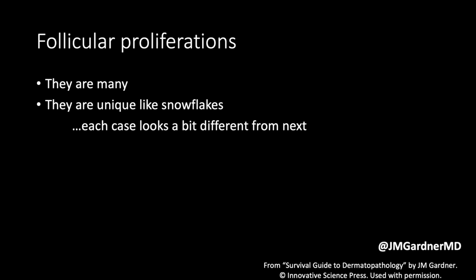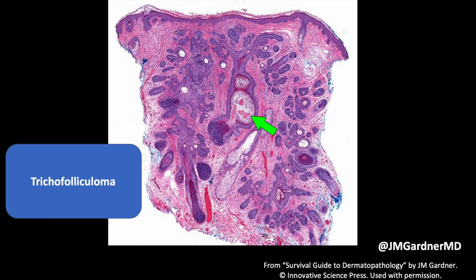So one of my dermpath mentors, Dr. Ron Rapini, likes to say that they look like snowflakes. Each one is unique and looks a bit different from the next. And no two are exactly identical. And I think that's a very apt description. So I'm just going to cover a couple select ones. There are many, Dr. Ackerman wrote a large textbook just about hair follicle tumors. So yeah, this is a very large subject, but we're going to talk about a few of the main ones.